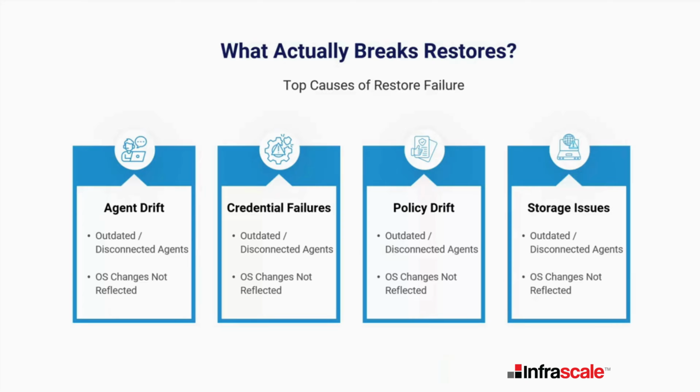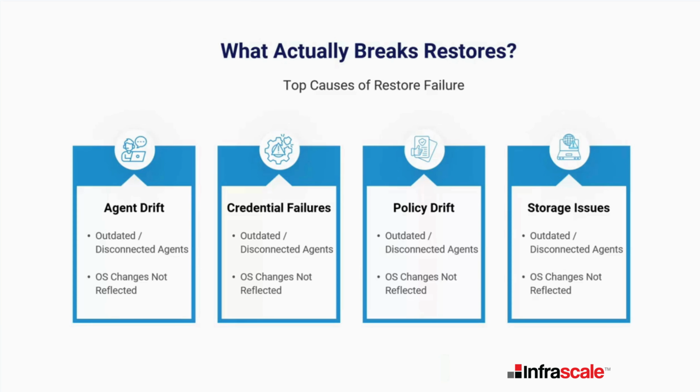Third is policy drift. Backup policies are usually configured once and then left as is. But environments are constantly evolving, new VMs are added, workloads shift, priorities change. So if policies do not evolve with the environment, you end up with gaps. So what you think is protected may not actually be covered anymore. And during a restore, that's when you realize certain system files or recovery points are missing.